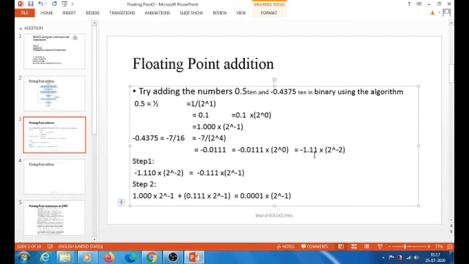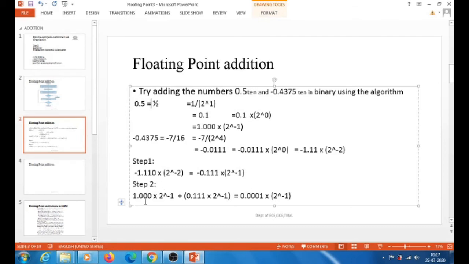If I want to make this 2 raised minus 1, I want to take this decimal point to the left. Okay. So if I take this to the left, then I am adding 2 power 1. If I add this 2 power 1 to 2 power minus 2, it comes to 2 power minus 1. So this becomes 0.111 into 2 raised minus 1.